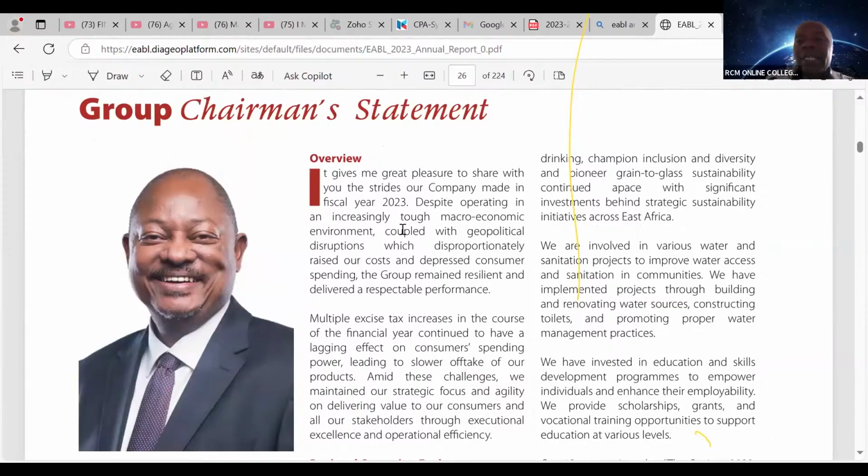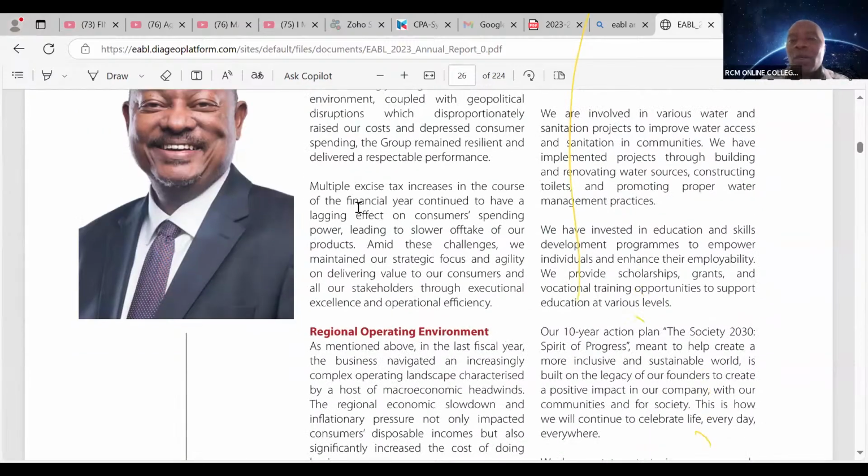Despite operating in an increasingly tough macroeconomic environment, coupled with geopolitical disruptions, which disproportionately raised our costs and depressed consumer spending, the group remained resilient and delivered a respectable performance. Multiple excise tax increases in the course of the financial year continue to have a lagging effect on consumer spending, because when consumers are overtaxed, then they will start looking at drinking beer as a luxury. All right, they can even go for cheaper brews or ratinas. All right, effect on consumer spending, leading to slower offtake of our products.